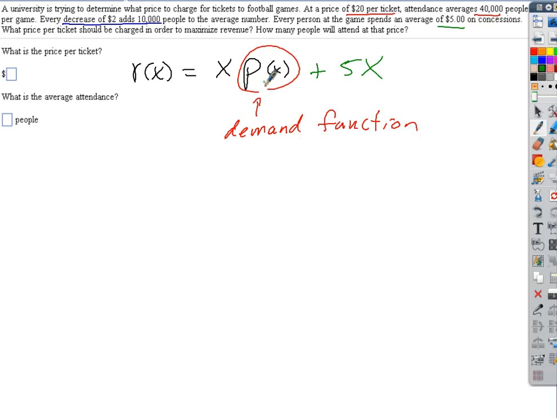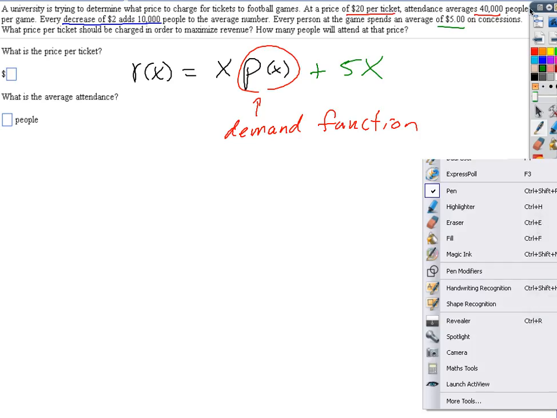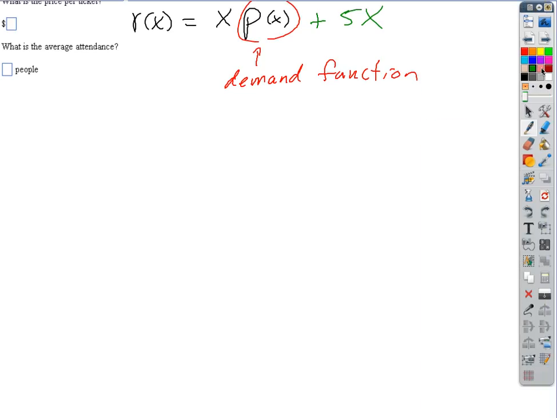So the demand function, first of all, for tickets. We got two data points here. We've got the $20 per ticket, 40,000 people. Every decrease of $2 adds 10,000 people. Now, here's what I like to tell people to do on this. We're talking about a linear model for our demand function. Think of it in terms of a graph. Okay, so let's just make a little sketch of the function, and you'll find after a while you won't even need to do this, but it helps a little bit.